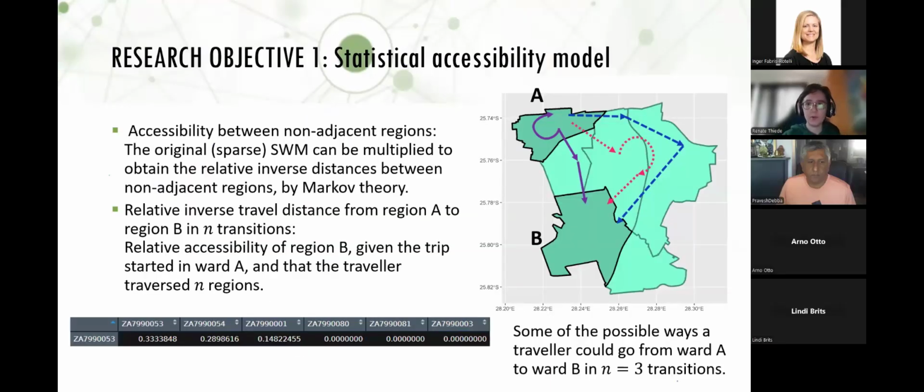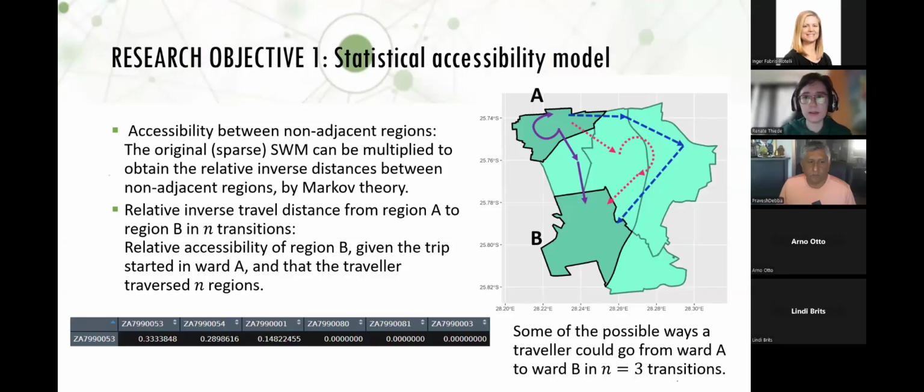And I've got a slightly nicer looking illustration. Basically, how this works then is to get accessibility between non-adjacent regions, like between regions A and B in the sketch, you have to take into account the probabilities of going from A to B through all the possible routes that you could take. And obviously there's a lot of them, which is why it's useful to use a Markov chain approach where you just multiply the matrix a certain number of times with itself, and that then accounts for all the different possible routes.